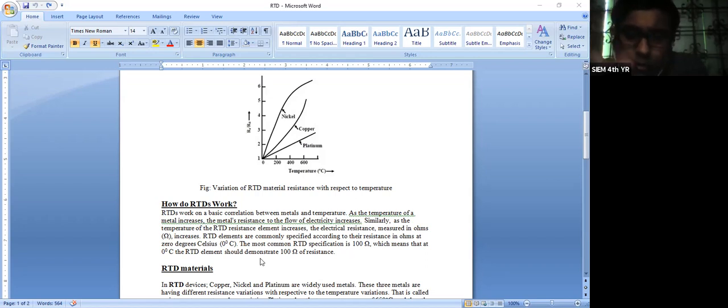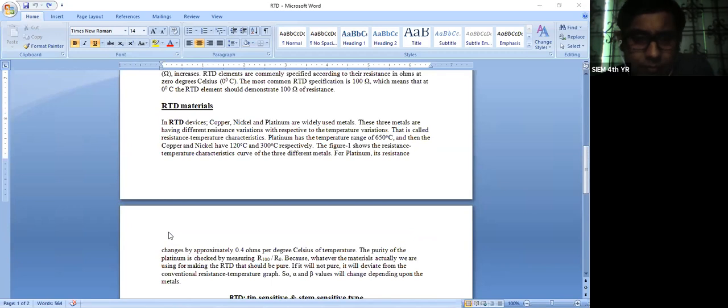So you will be easily able to understand that its temperature is getting changed by measuring or by detecting or by noticing the changed value of its resistance. So in brief, this is the definition, or this is the way how an RTD works. Clear? Next is RTD material.